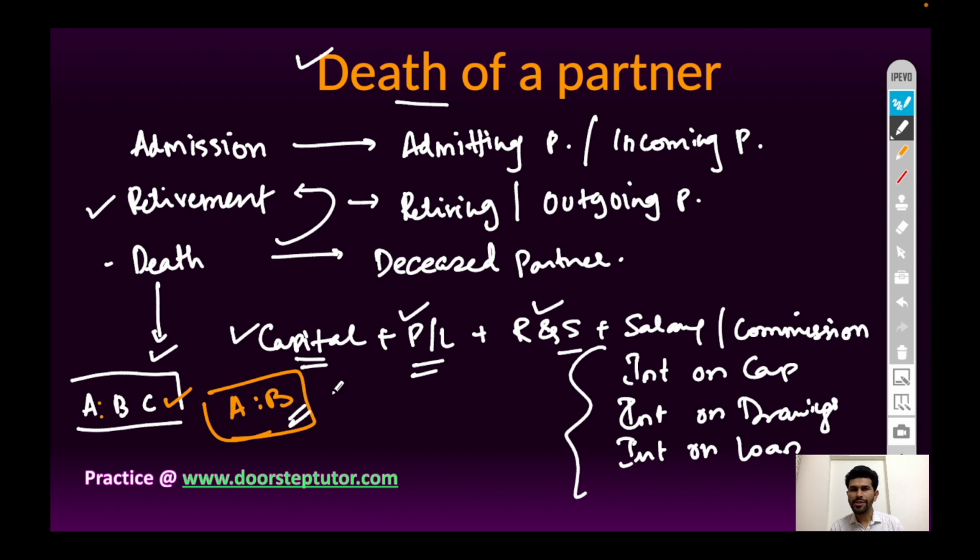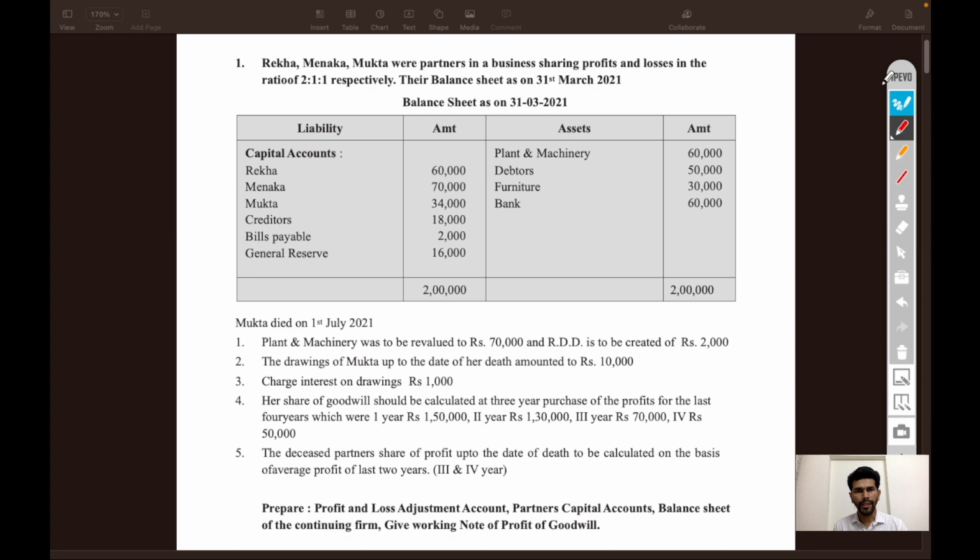Now let's understand with a practical illustration. Illustration number 1. Rekha, Menaka and Mukta were partners in a business sharing profit and losses in the ratio of 2:1:1. So Rekha, Menaka and Mukta, there are three partners, and the old ratio is 2:1:1.